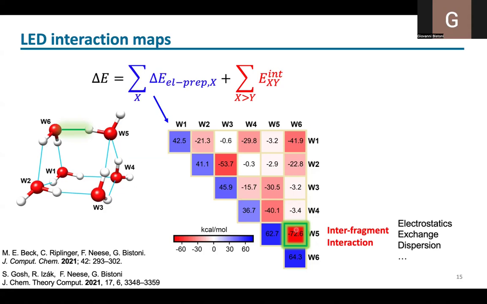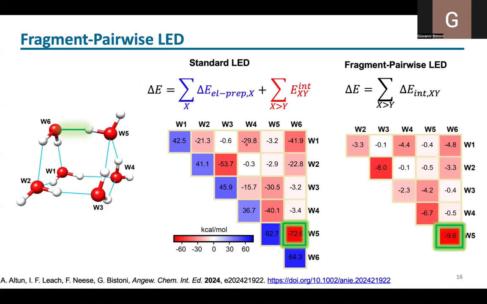To obtain results that align more closely with the experimental results, the electronic preparation terms that are represented here in the diagonal must be redistributed across all fragment pairwise contributions. This allows us to estimate the net interaction effects and achieve values more comparable with experiments. The approach that makes this possible is called fragment pairwise local energy decomposition.